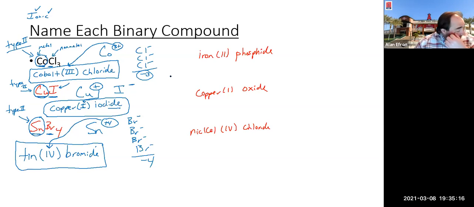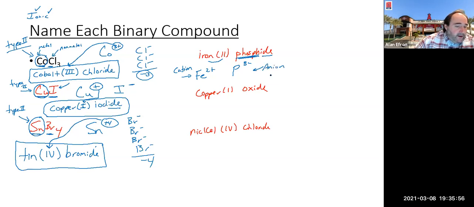Okay, so if we have names and we want to do formulas, we need to go backwards here. So the nice thing is we just want the basic units that make these things up. So when I see iron Roman numeral 2, that automatically tells me I have an iron with a +2 charge. That would be my cation. Phosphide, IDE means it's negative. Phosphorus is where that comes from. Phosphorus on the periodic table is group number 5, which means it has a -3 charge, and that would be my anion.